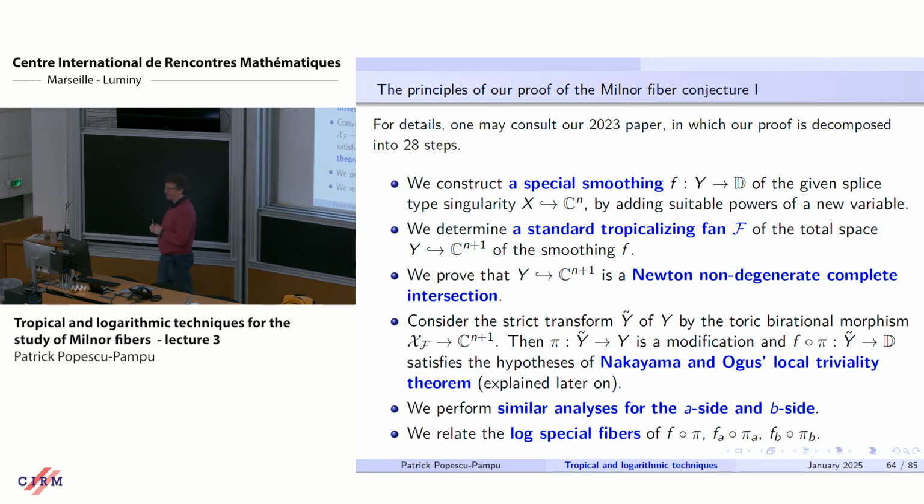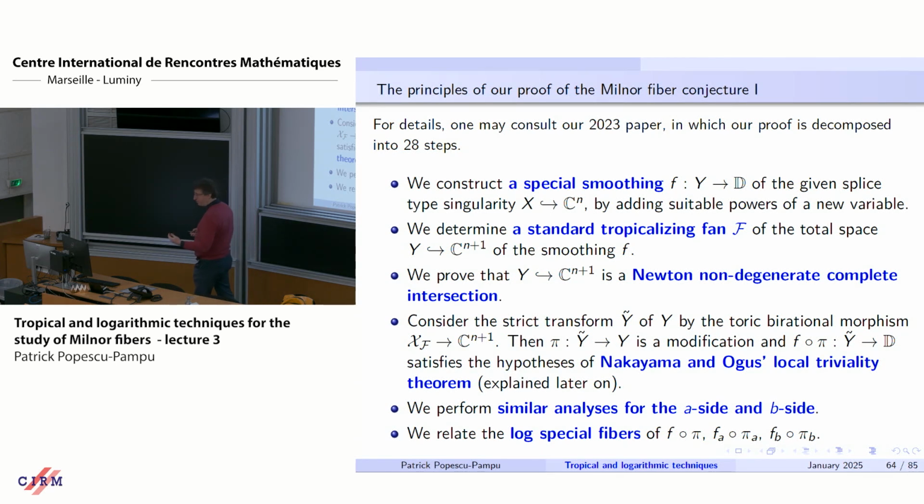So first of all, we start from a splice diagram. We construct a special smoothing of it by adding suitable powers of a new variable, the deformation variable. Suitable because, again, there is the same problem, what to put as exponents. And we want to put exponents such that then the local tropicalization is adapted to the Milnor fiber conjecture. Okay. If we wanted to do something different, we should deform in another way.